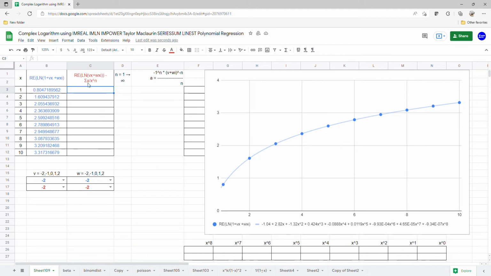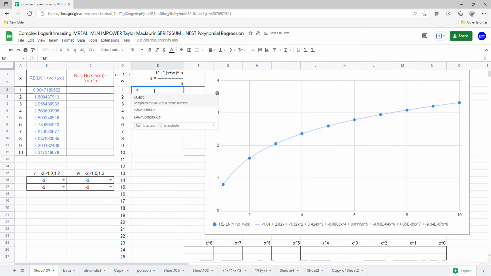Next, we continue with the Taylor series expansion, which is the real part of the logarithm of the complex number, minus the summation of a over x to the power n. And the value of n is from 1 to infinity. And the value a is array formula, or we start with the complex. So complex of v, comma, w. That's the complex. And this is raised to the power -n.